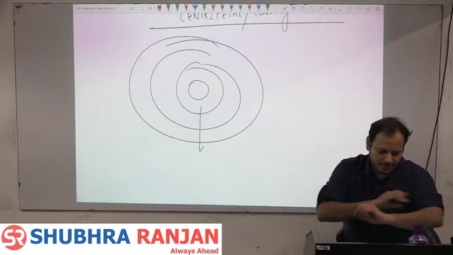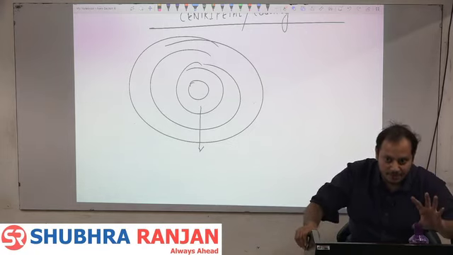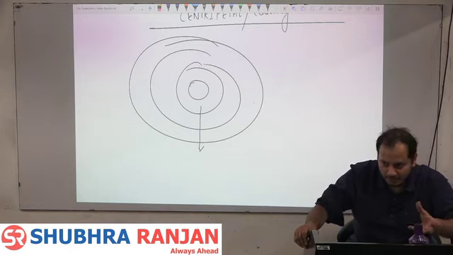Gradient wind, and how the questions will be direct questions. Write a short note on the gradient wind. Write a short note on geostrophic winds. There won't be indirect questions in this part.